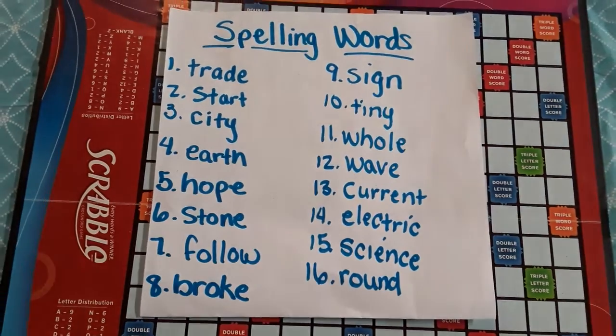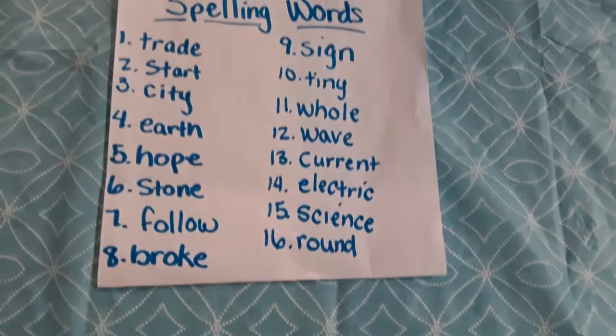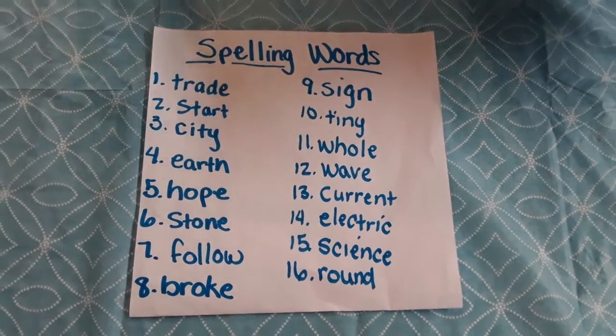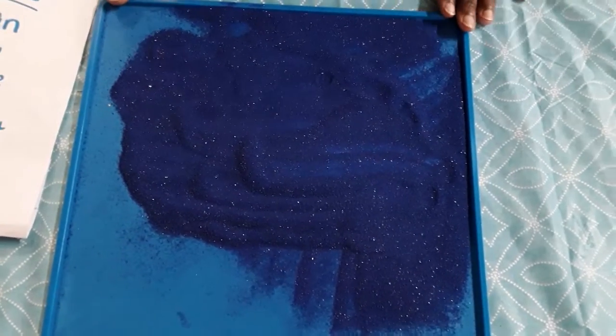So this activity is called Scrabble Spell. The next activity we're going to do is called Sandy Spelling. With Sandy Spelling, you're going to need your spelling words again, and you're going to need sand and a tray.